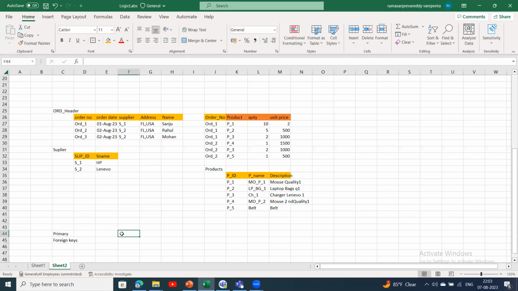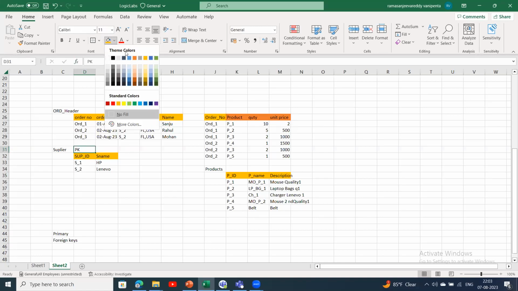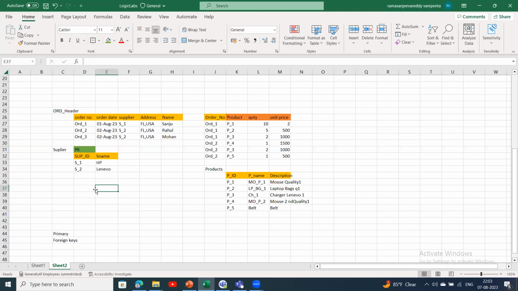Okay, primary keys and foreign keys, guys. What is a primary key? In each and every table, there should be one primary key. Here, supplier ID is the primary key for us. What is a primary key? On this primary key only, the entire rest of the records are dependent for us. This is a primary key.